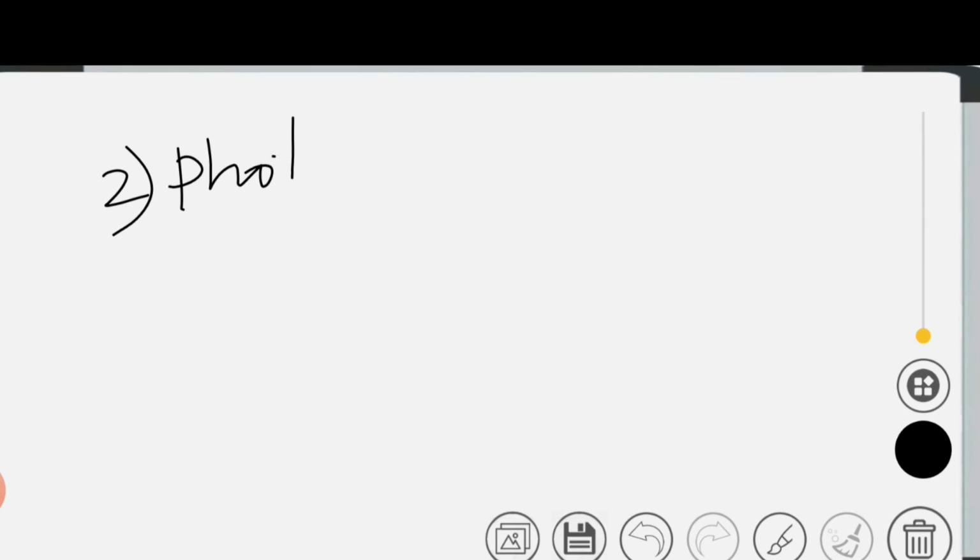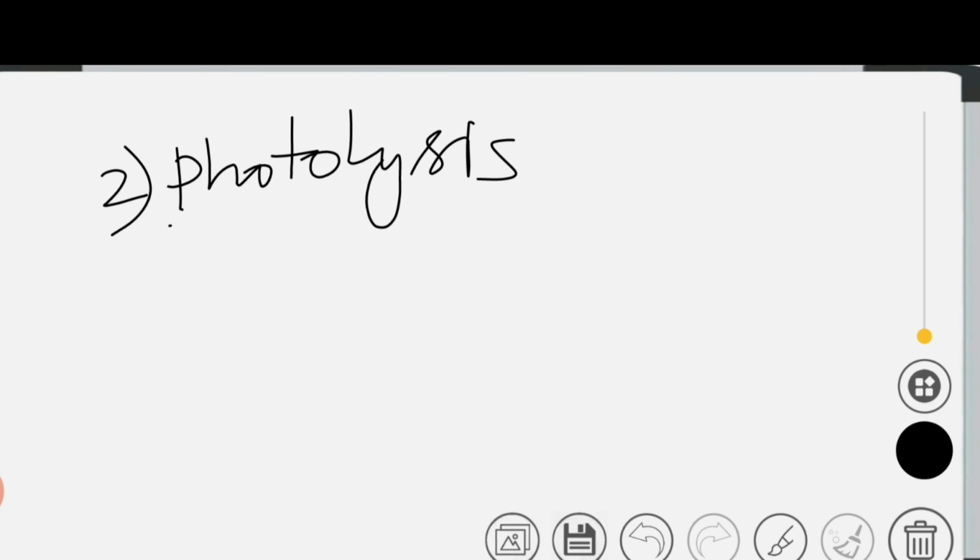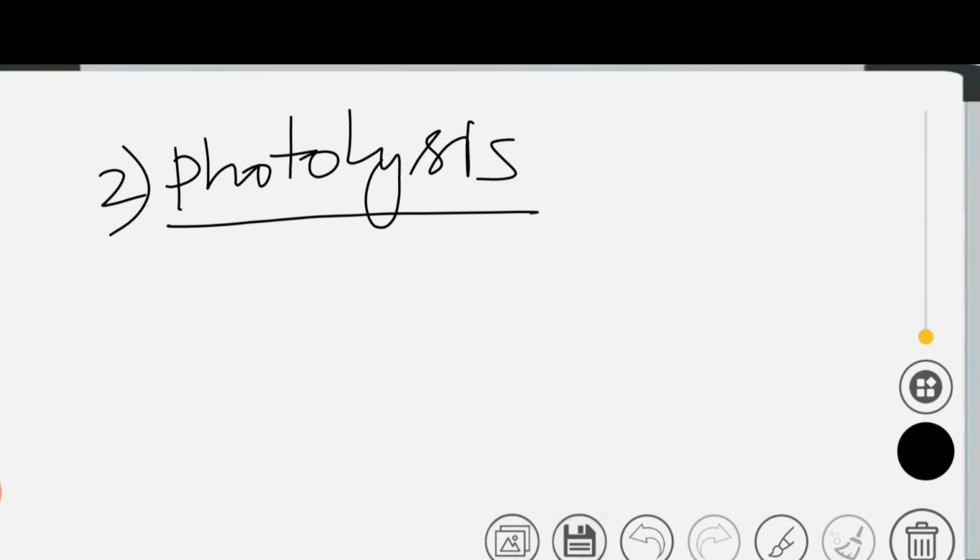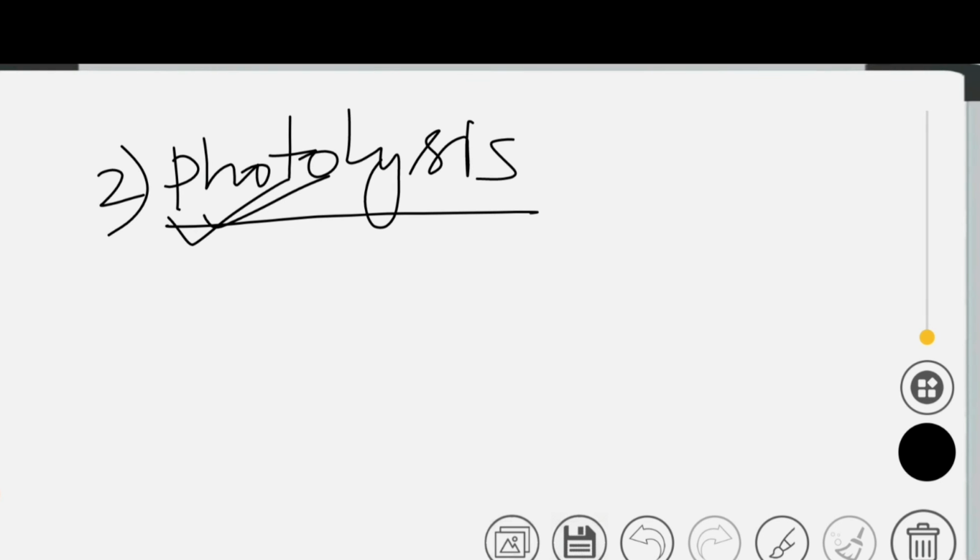The second step is photolysis. What is the meaning of photolysis? Photo means with the help of sunlight, and lysis of water. That means the water is broken down with the help of sunlight, and that is known as photolysis. And the third is carbon fixation.